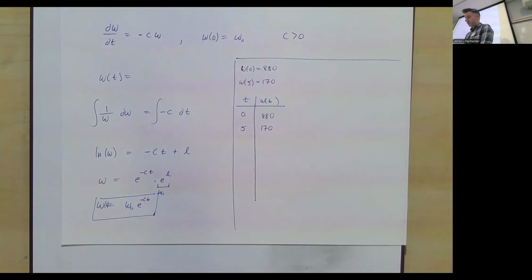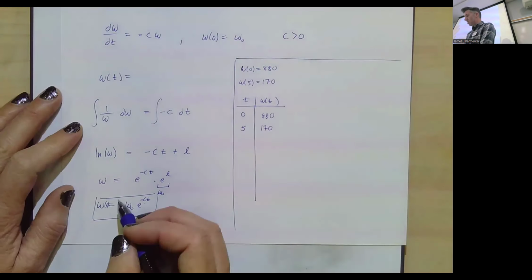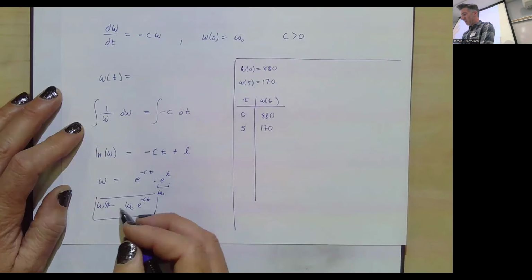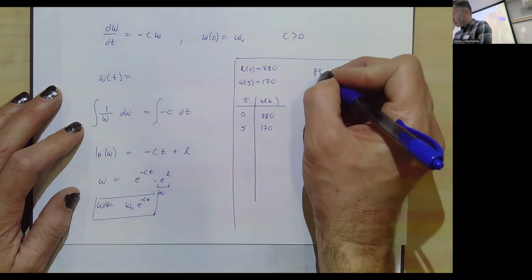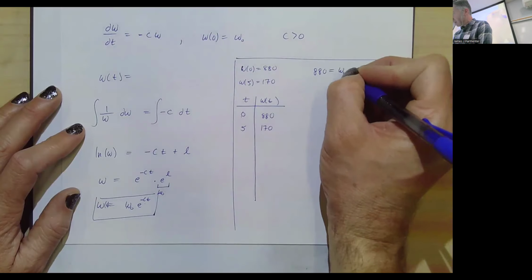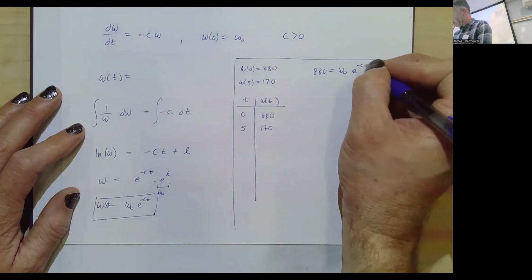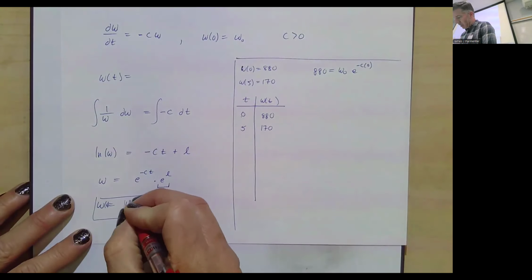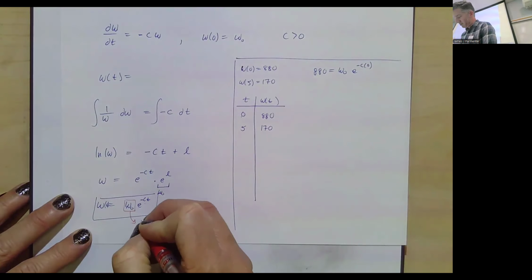All right, so you can do the first step of plugging in t equal to 0 and W equal to 880 and saying that 880 is equal to W naught times e to the negative C times 0. But you can also just skip that step because e to the 0 is 1. W naught times 1 is W naught. So W naught just equals however much stuff you have at time 0. People often say that this amount here is your initial value.